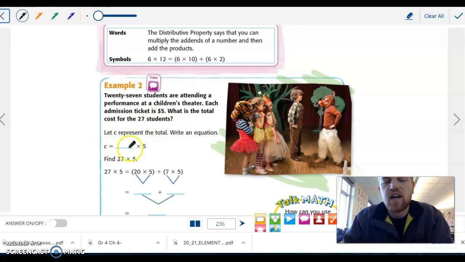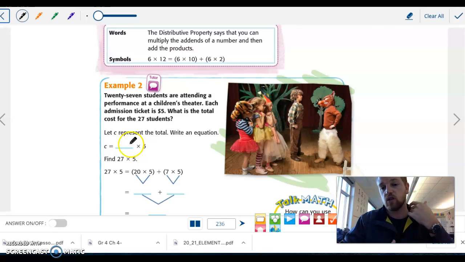I know that C times something equals 5. Well, 5 is how much each ticket costs. Now I need to know how many tickets are being bought. Since there are 27 students, there would be 27 tickets bought, so we'll fill in 27 for our equation.